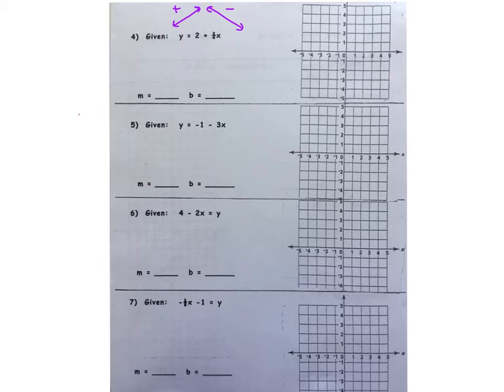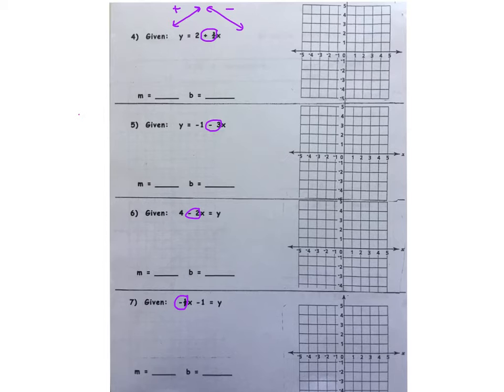Let's take a look at a few of these problems and identify their slope and their intercept. Let's start with all the slopes. For number 4, the slope is positive 3/4. For number 5, the slope is negative 3. For number 6, the slope is negative 2. And for number 7, the slope is negative 1/2.